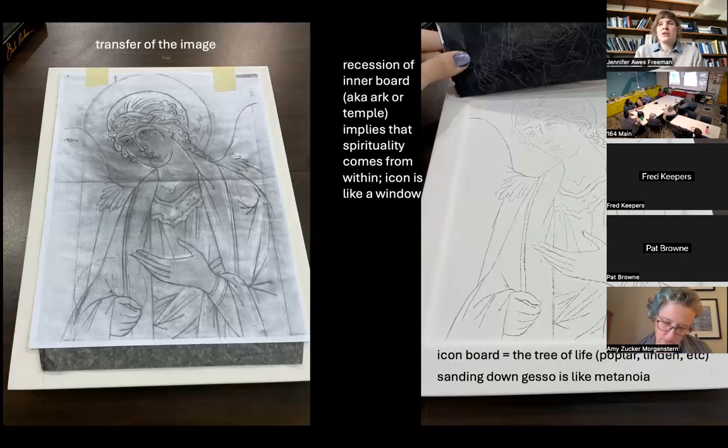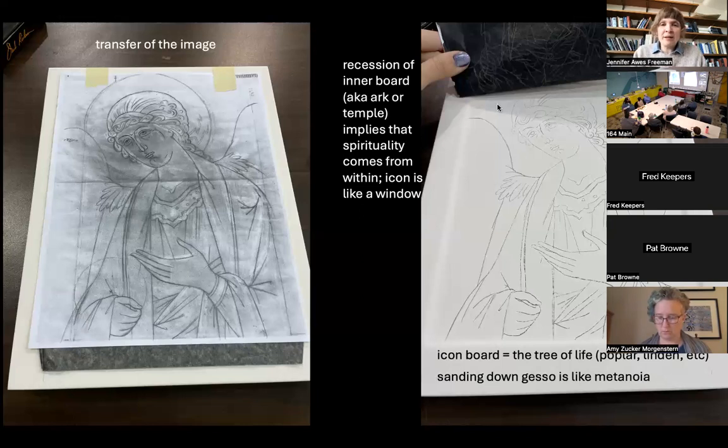And the application of the gesso is really important because if it's not applied well and not sanded well, then as you paint, air bubbles will come up through the gesso and can interfere with your image. So it's really important to have a good foundation, and there's theological meaning for all of that, right?